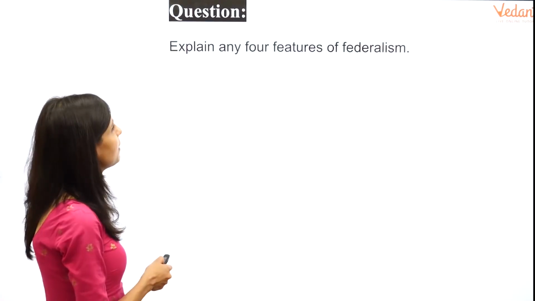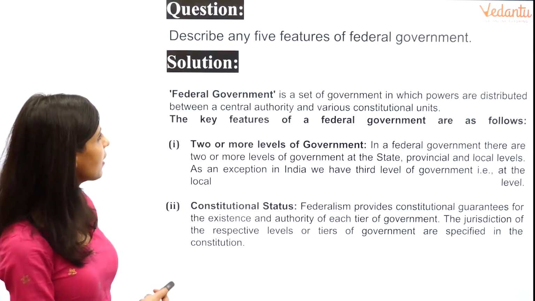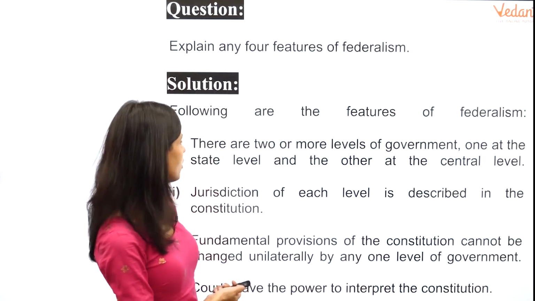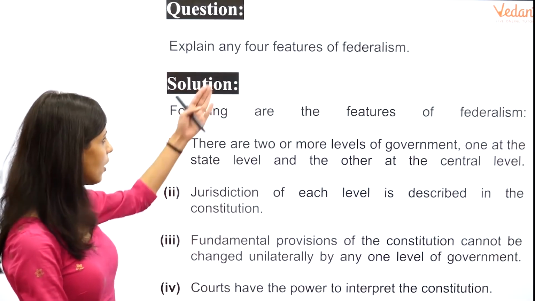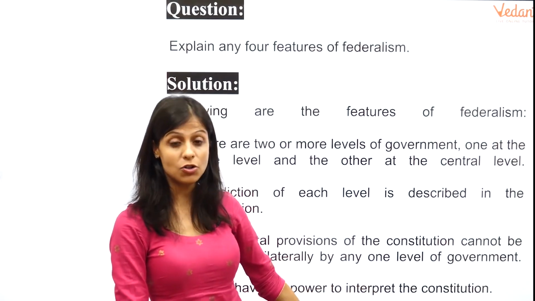Next is explain any 4 features of federalism. Like we've just explained 5 features of federal government, similarly, they've asked 4 features of federalism. Same points you're going to give in this case also, but in federalism, you can say that courts have the power to interpret the constitution.